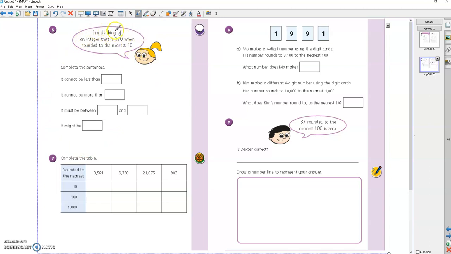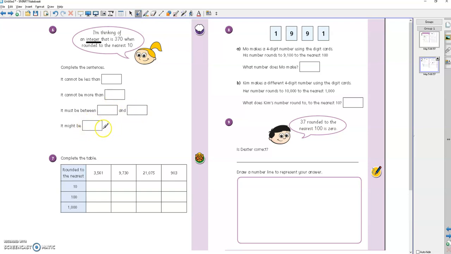She says, I'm thinking of an integer. An integer just means a number that doesn't have any decimal places, so anything that's a whole number. So I'm thinking of a number that is 370 when rounded to the nearest 10. So here you've got some questions to fill in. What number can't it be less than? What is the lowest number it could be that would round to 370? And what's the highest number it could be but would still round to 370? Then that should give you your range. It must be between those two.